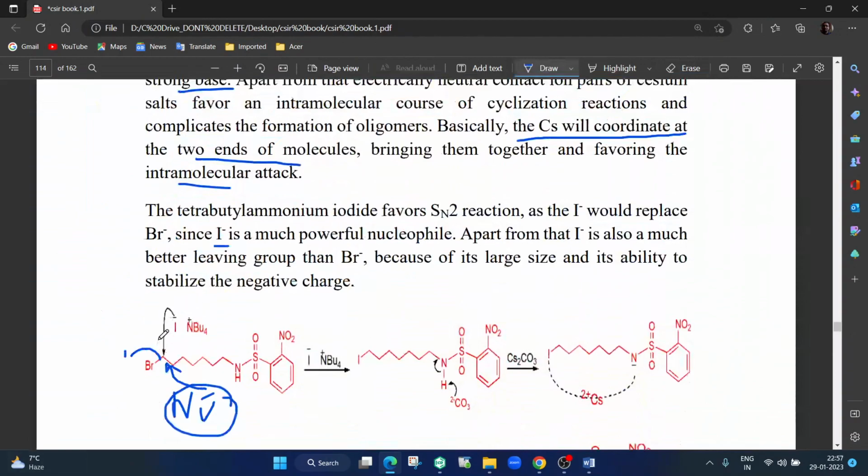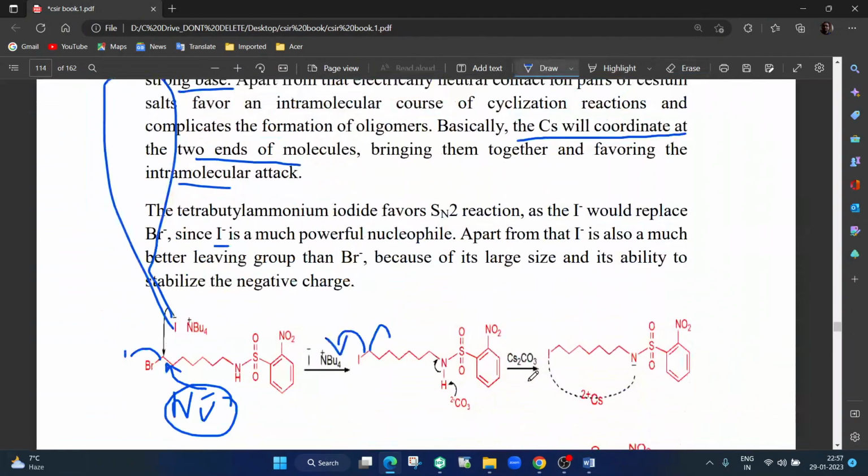We add iodide first. Iodide is a very powerful nucleophile because iodide is less electronegative than bromide, therefore the lobe is much bigger, so the interaction of orbitals is much better. And I minus is also a very good leaving group, much better than Br minus, and therefore the nucleophile can attack here and this I minus leaves.